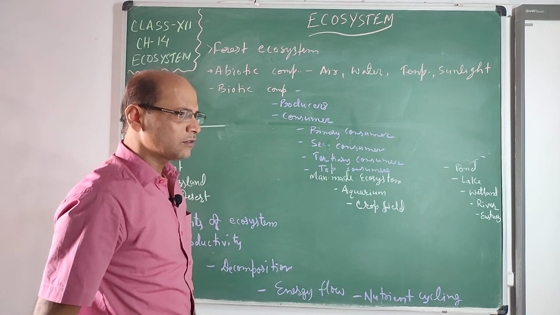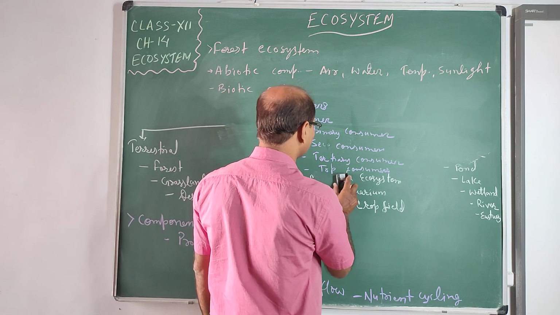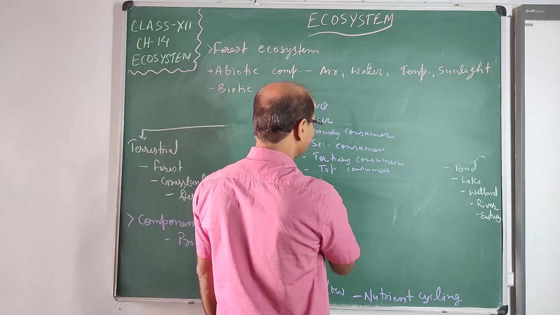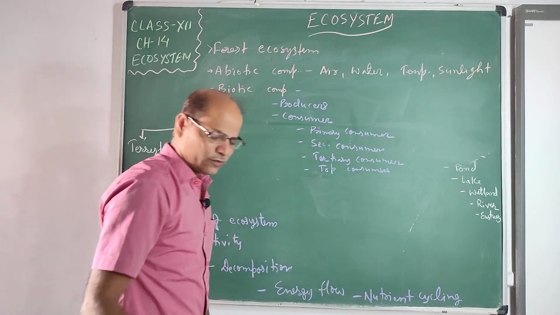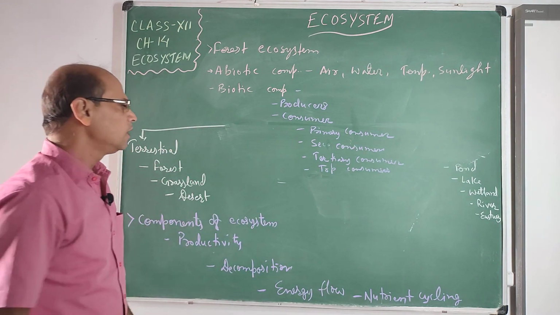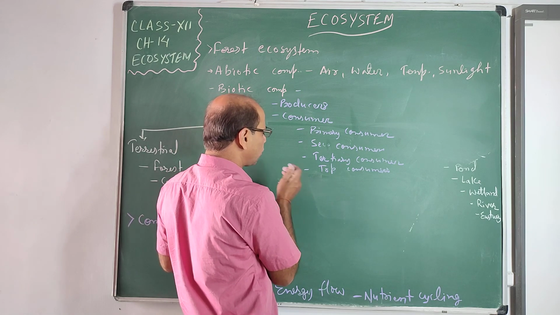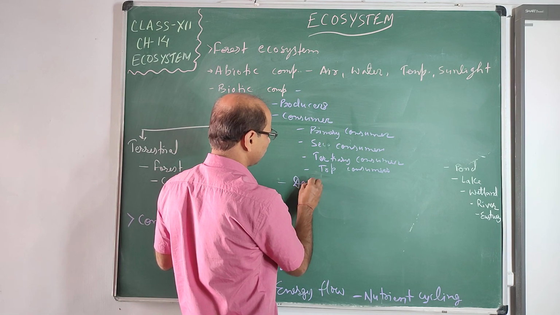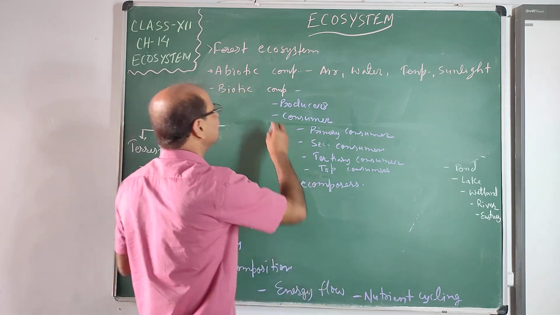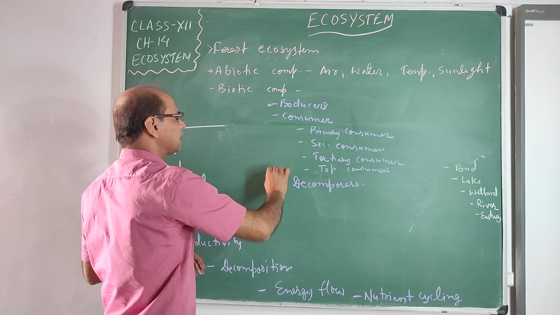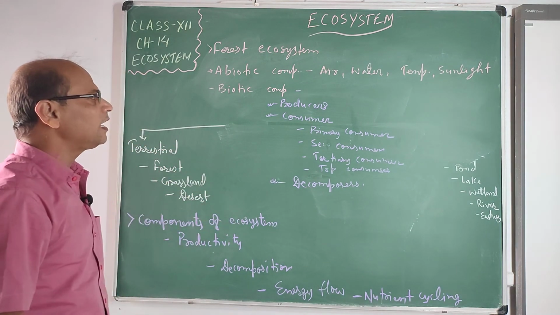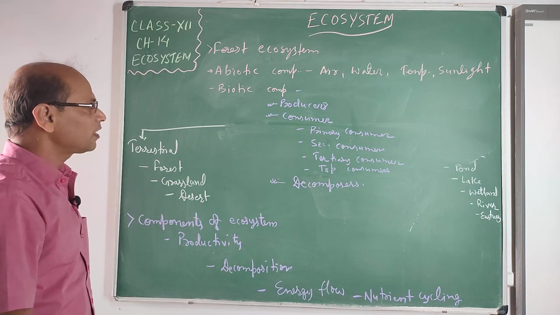After the consumers or producers die, decomposition goes on. When the body of a living organism dies, detritivores, which we can call decomposers, decompose them. So these are the producers, these are the consumers, and then the decomposers of the living forest ecosystem.